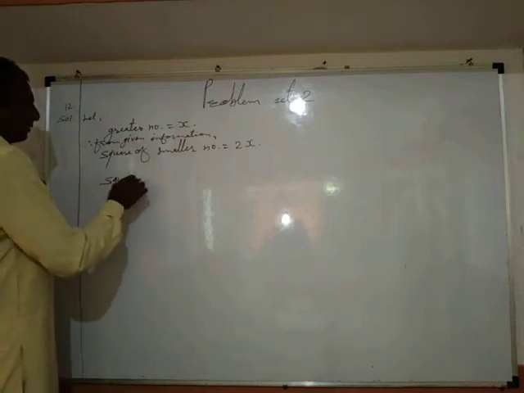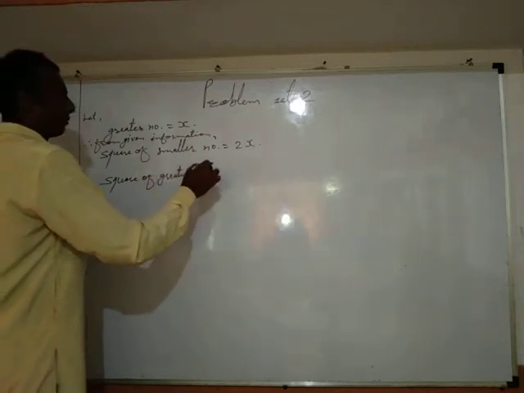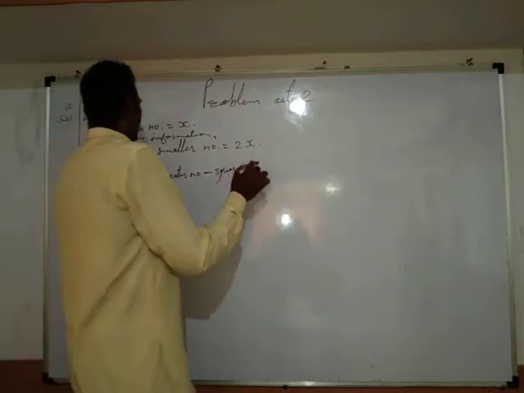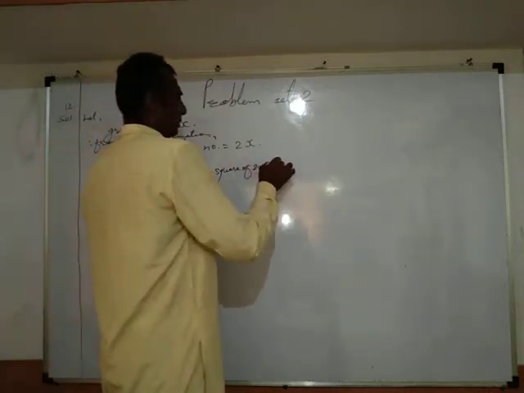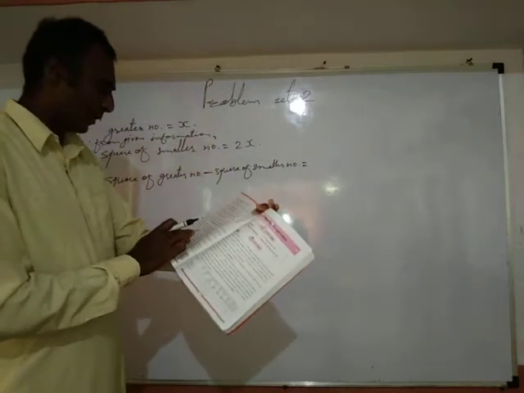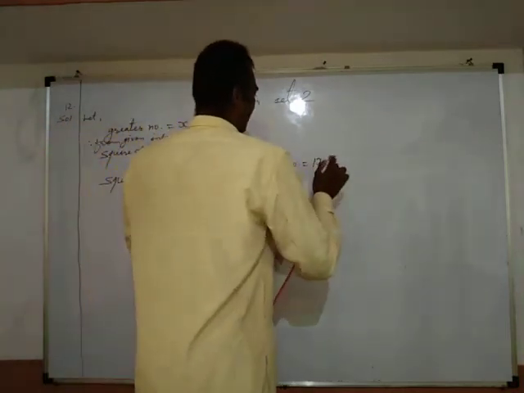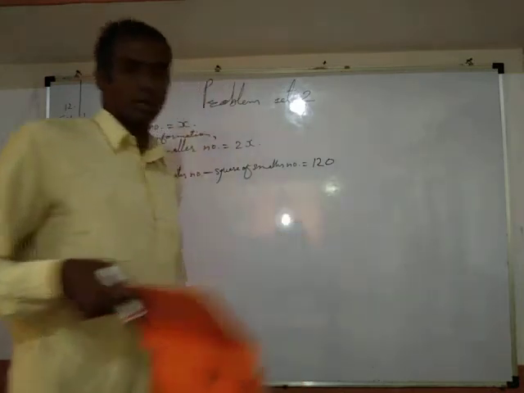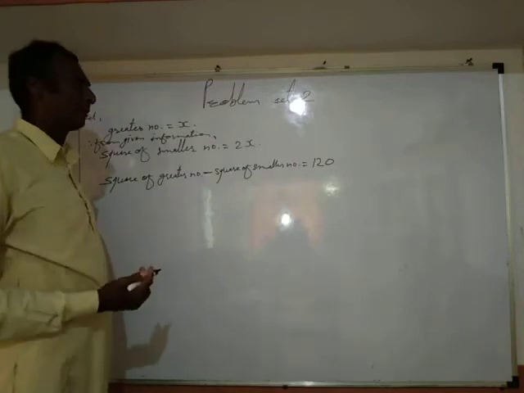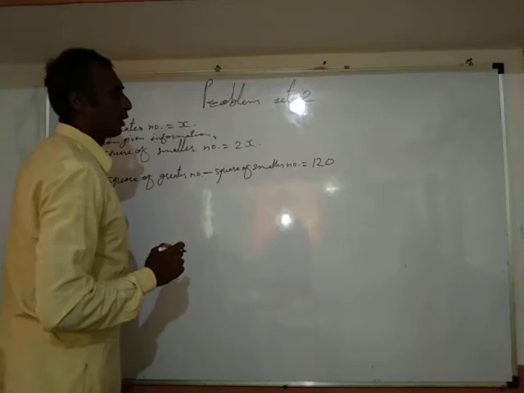square of the greater number minus square of the smaller number equals, it tells us that the difference between squares of two numbers is 120. Okay, square of the greater number minus square of the smaller number equals 120. Obviously, the square of the greater number will be greater. That's why we considered the square of the greater number minus the square of the smaller number.